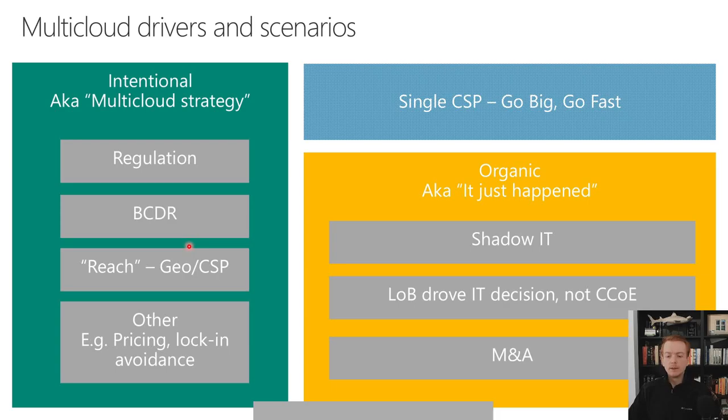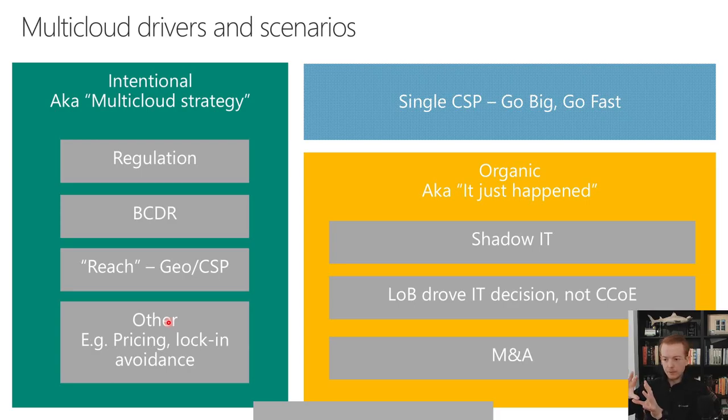And maybe a slight derivative of that could be, maybe there are some parts of the world where Microsoft or AWS or Google have better local coverage of clouds to serve that market. So that's maybe the geographical angle to that. And then there's a fourth category here, which is a bit harder to define. It's kind of a catch-all bucket of, you've gone multi-cloud because you want to maybe get the best price.